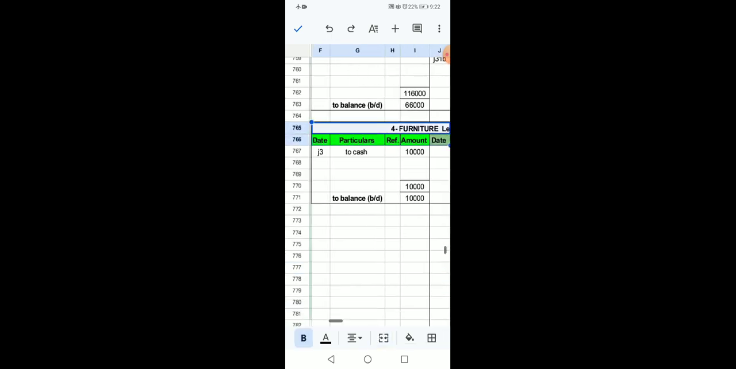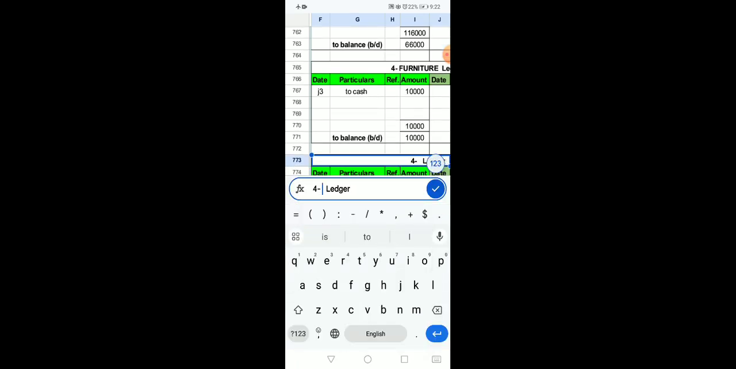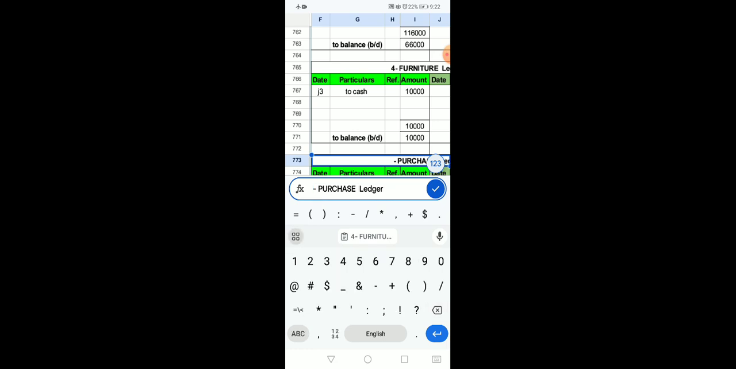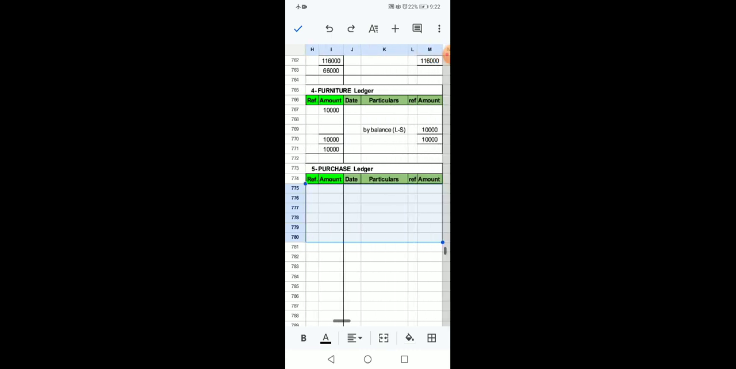The next ledger you are going to make is the purchase ledger. So I'm just taking the previous ledger's heading, editing it to write down purchase. That means the title of the next ledger is purchase. We'll change the number as well. It's number 5, purchase ledger. So we will be focusing upon purchase only now. Nothing else would be written except purchase.